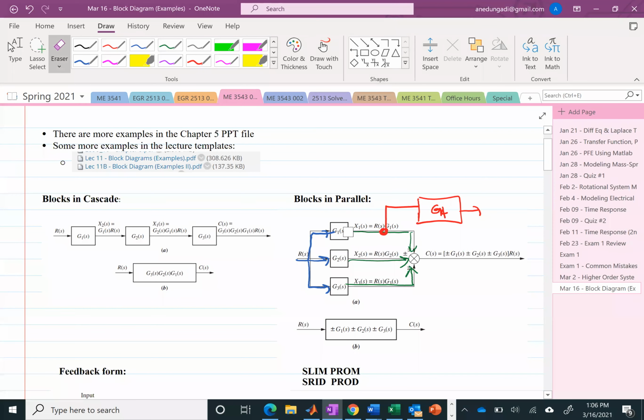So the equivalent transfer function. Thank you. Any feedback from you is also appreciated, because then I know you're with me. You're engaged.